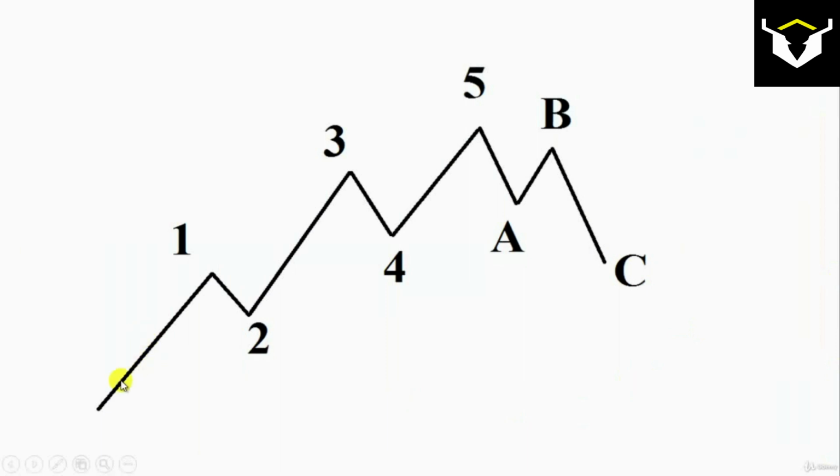You can see here wave 1, wave 2, wave 3, wave 4 and wave 5. These are trending or non-overlapping wave structures, and this structure is followed by a corrective wave structure of A, B and C. So the Elliott wave structure consists of one trending wave structure which is divided into 5 waves, and one corrective wave structure which is divided into 3 waves of A, B and C.